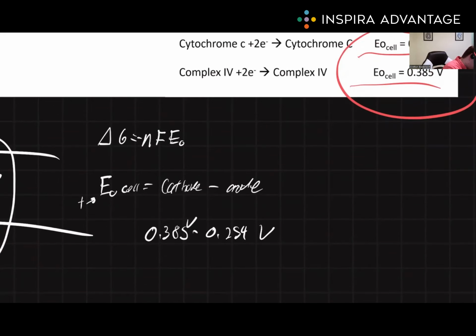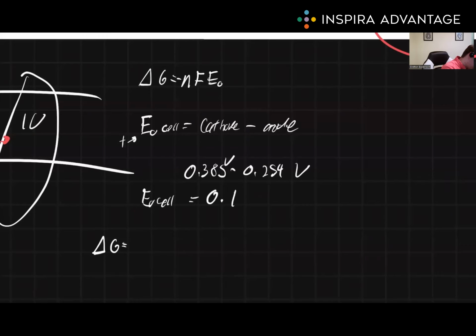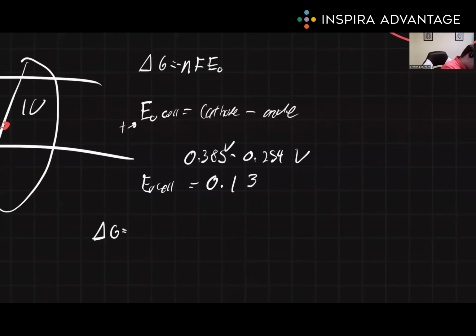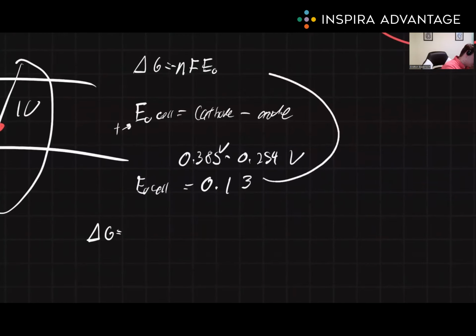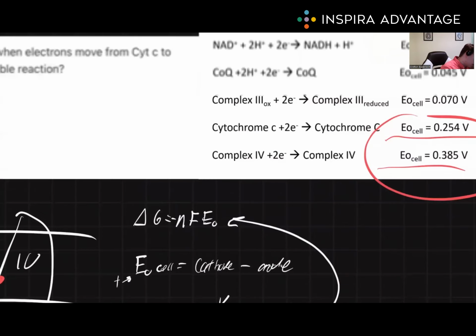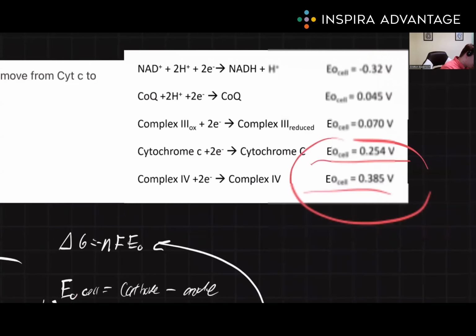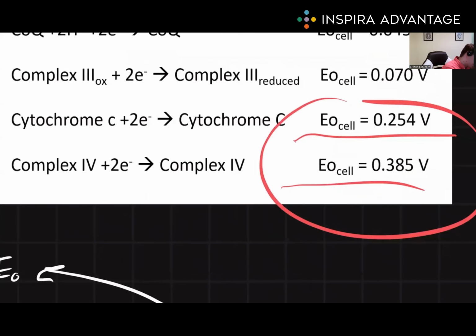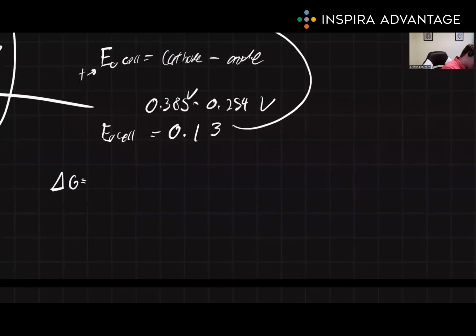Now this is the MCAT, so I'm going to round like crazy. I'm just going to say, hey, this is about 0.13. It's close enough for me. Now we need to plug this into our delta G equation. So let's do that right now. First, we need to figure out what our n is. Well, how many electrons do we have in these reactions? 2 and 2. Nothing fancy, so we're just going to plug in that 2.